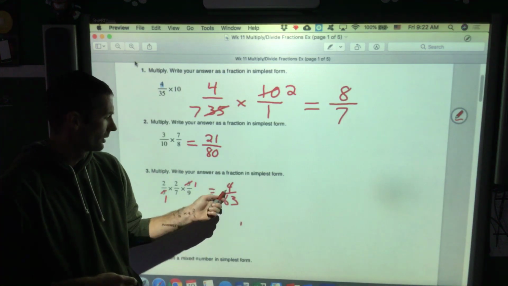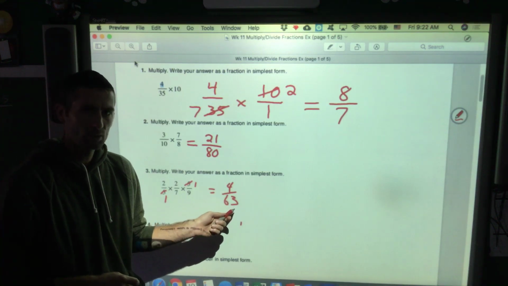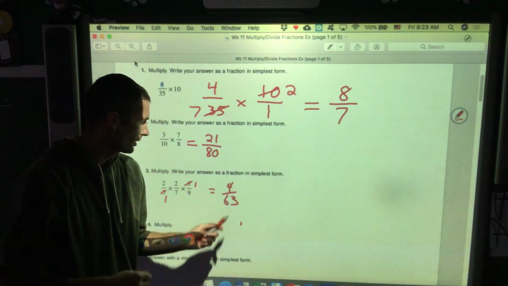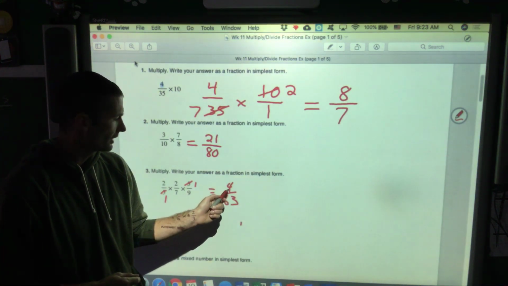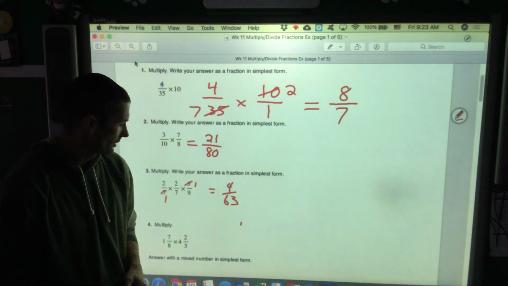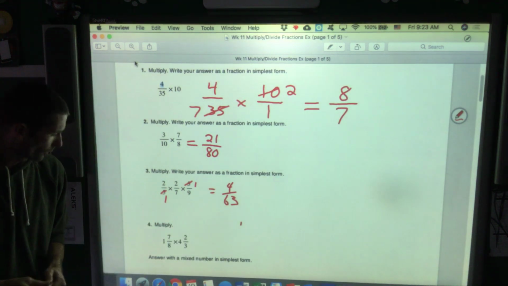Again, we know we can't simplify it. We should check. 4 is even. 63 is odd, so we can't divide by 2, 4, 6, 8, any of those. We can't divide that by 3. That's it.